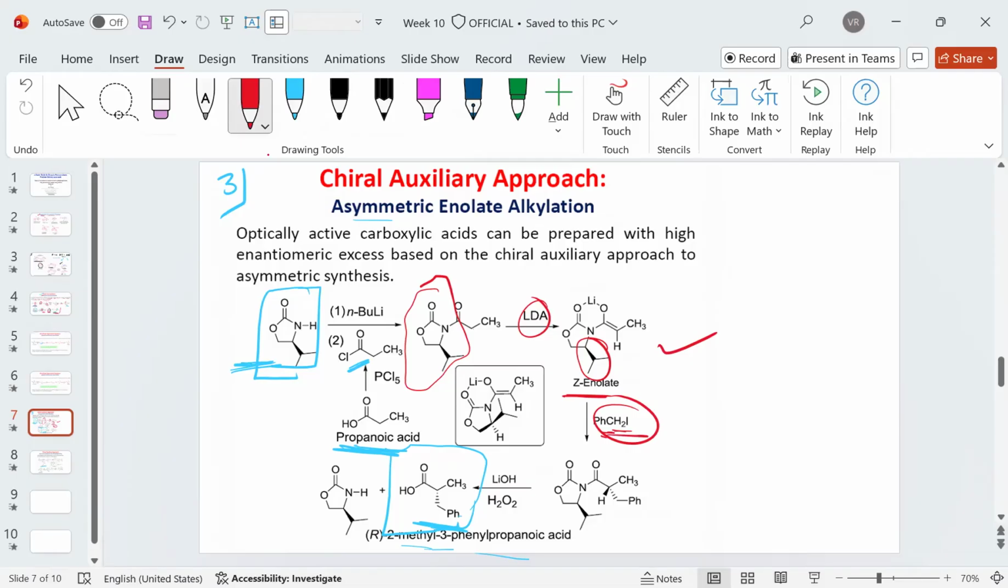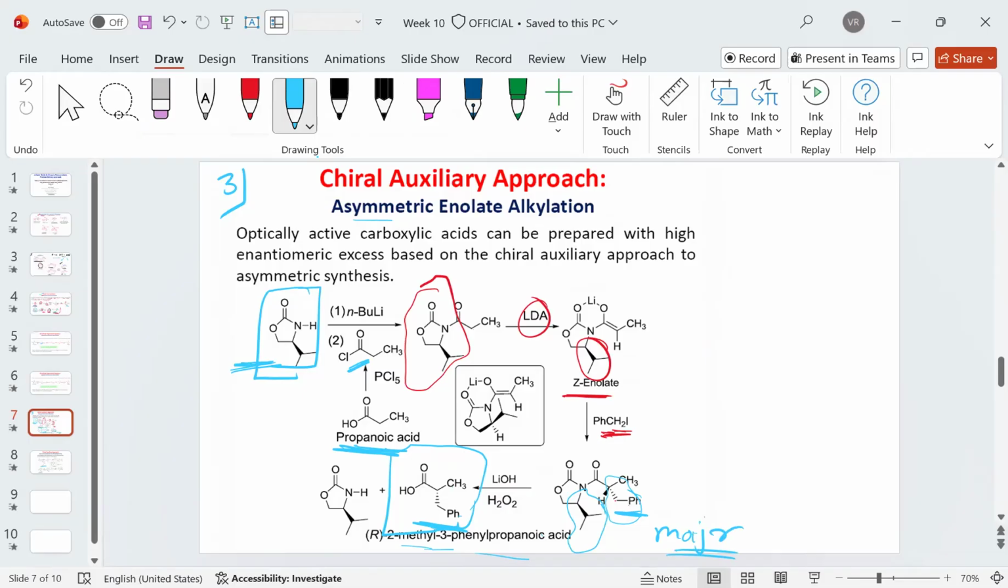When you treat it with this iodide, the CH2Ph gets attached in such a way, to avoid the steric hindrance, that the PhCH2 attaches from the side opposite to the steric bulk present in the auxiliary part, right? So basically we get the major product in this one, in which you can see this CH2Ph is directed downward, whereas the bulkier group is directed upward. So we are getting this product as the major product, right?